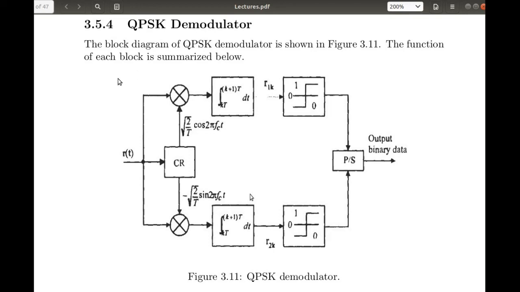We will learn the QPSK demodulator. Actually, we went through the theory in my last class, and today we are going to learn the simulation model. So we will see how to simulate this QPSK demodulator.